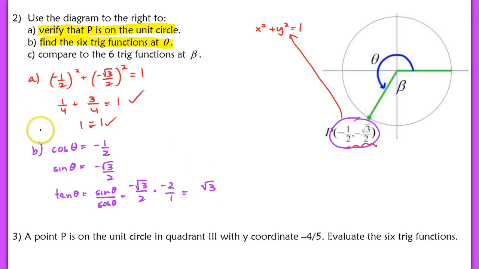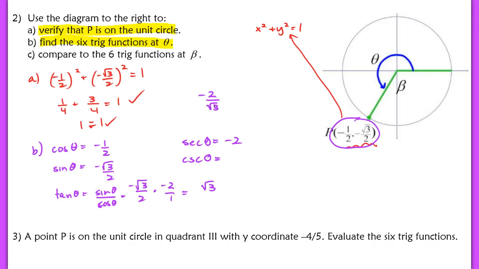Now, for the other functions, the reciprocal functions, I don't have much work I have to do here, because I simply take the reciprocals. So the reciprocal of cosine, which is going to end up being the secant of theta, is negative 2, right? I take the reciprocal of negative 1/2. Now, the cosecant of theta is the reciprocal of sine. So if I flip this, I end up with negative 2 over root 3.